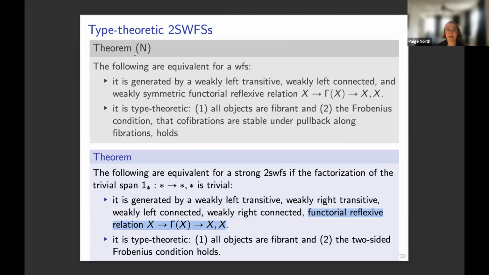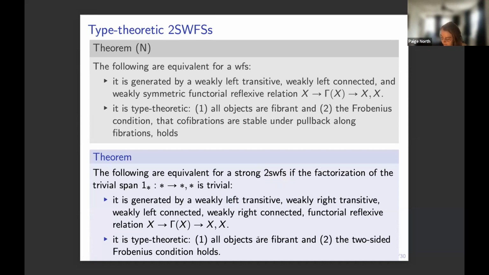So we can see that here we had this hypothesis of symmetric, which made left and right be equivalent. I'm not explaining what this means, but I'm just telling you that the hypothesis of being symmetric made left and right equivalent. And so here we drop the hypothesis of being symmetric because we're directed. And then we need to hypothesize that we're both left and right transitive and connected. And then this is equivalent to what I'm going to say is the two-sided weak factorization system being type theoretic, which is that all objects are fibrant.